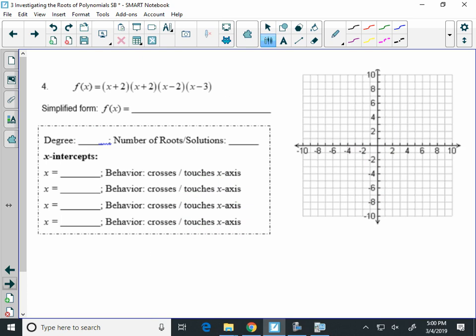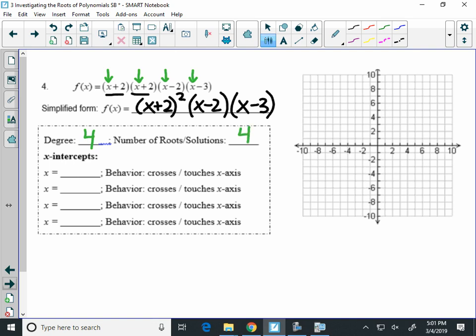I need to first simplify, condense this polynomial. I have 2 x plus 2's, so I'll write x plus 2, the quantity squared, x minus 2 times x minus 3. Now the degree, again, I count up the x's. There's 1, 2, 3, and 4. This is a quartic degree 4 polynomial, and because the degree is 4, that means the number of solutions is also equal to 4.